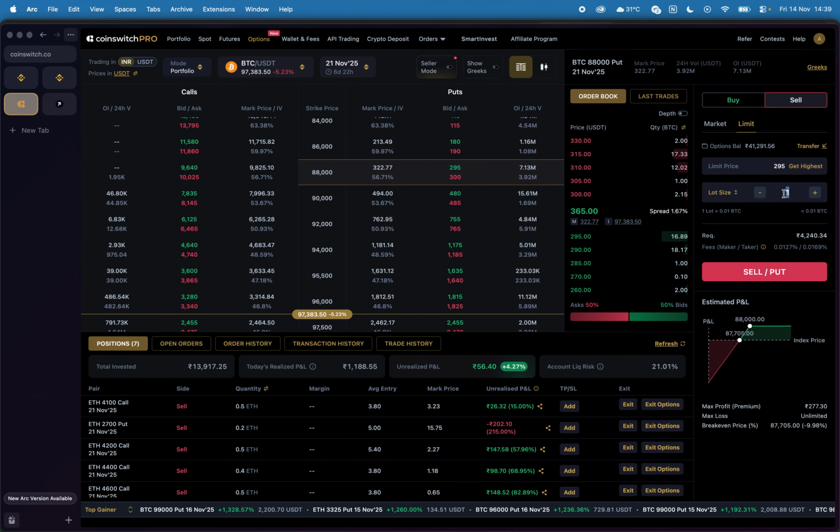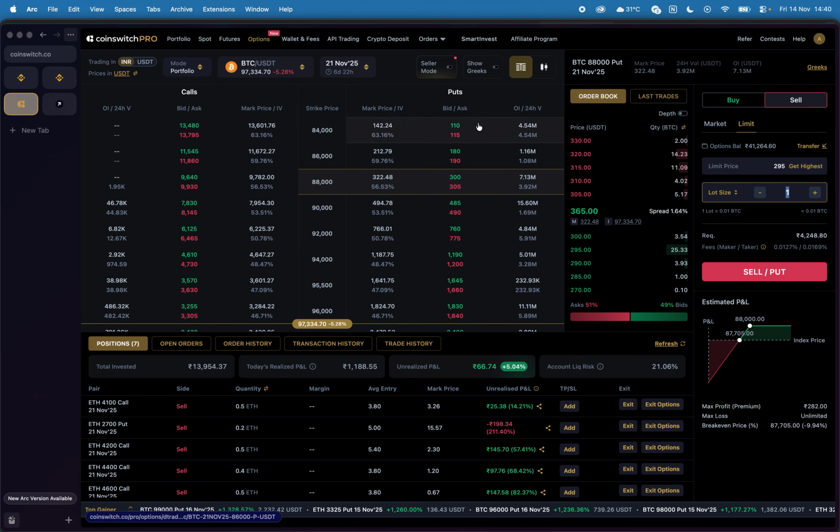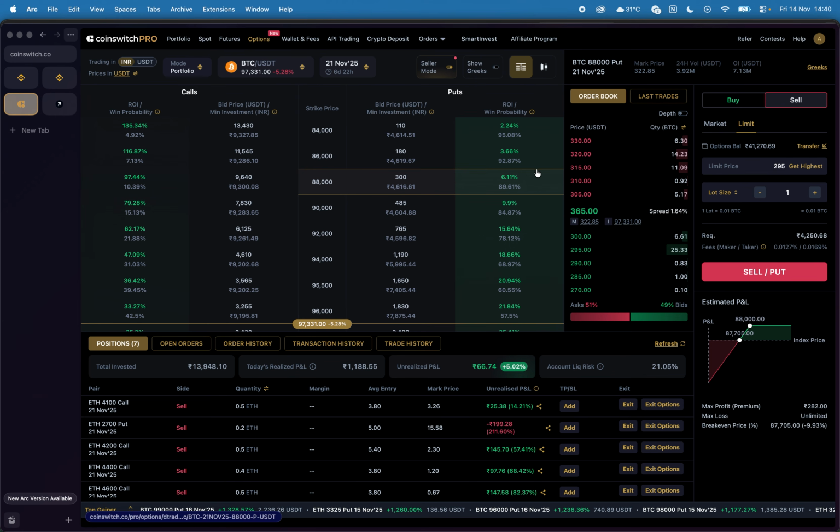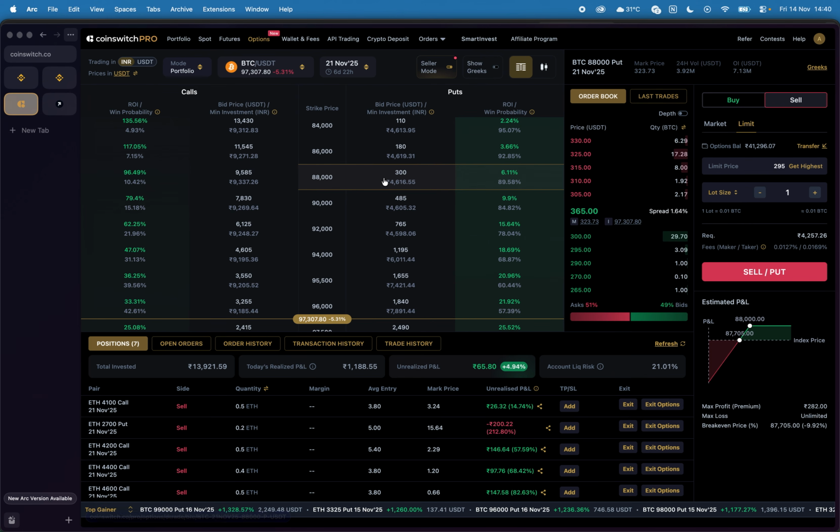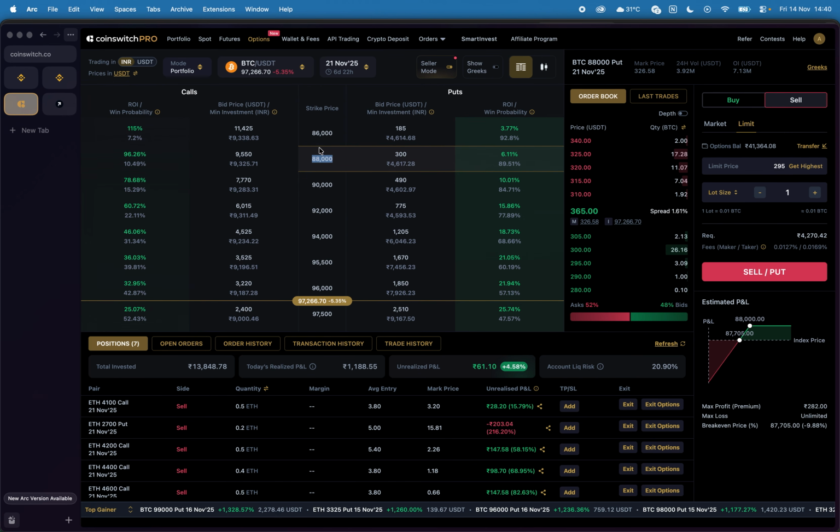for one lot, the margin required in portfolio mode is around 4,000 rupees. The profit that we get for this is approximately 277 rupees, which we can see in the estimated P&L. We can see the ROI easily when we switch to seller mode. So we get 6.11% ROI. If we sell this particular 88,000 put, we get 6.11% if the price stays above that till November 21st.